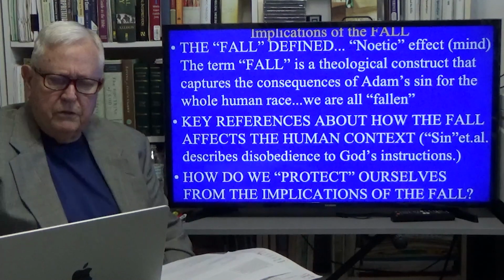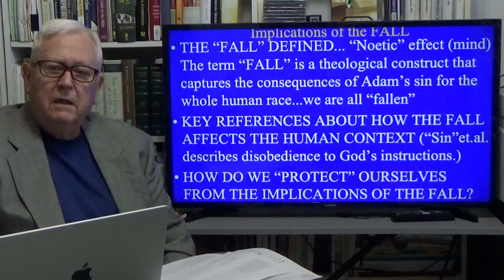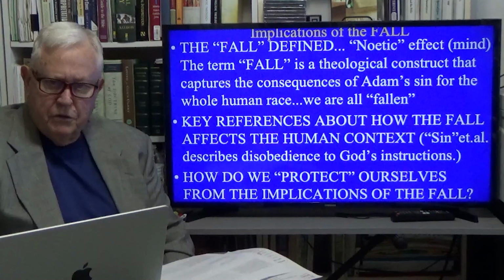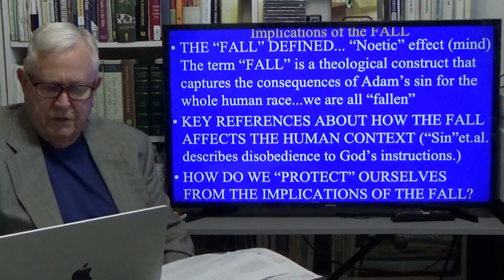There's a great study on this in Psalm 51. All those words are used in Psalm 51, and it describes David's reflection on his sin with Bathsheba. It's a very fascinating text that you could take a look at.